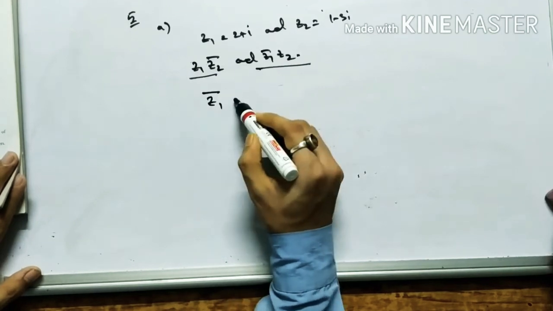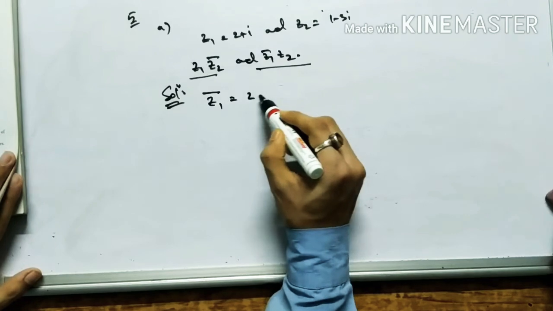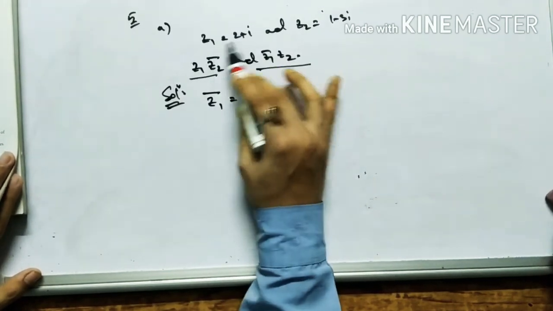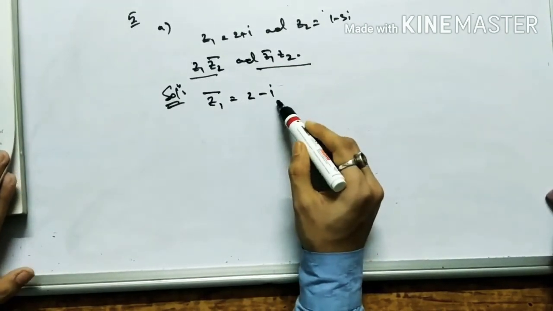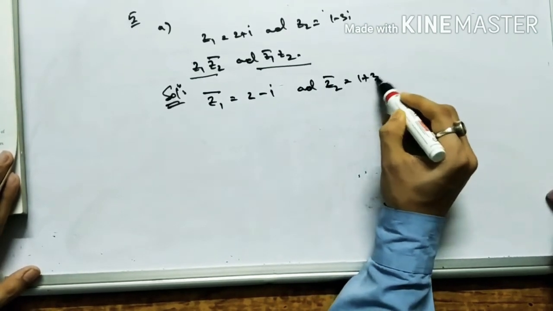So first of all I will find Z1 bar, this is our solution. Z1 is 2 plus i, so Z1 bar will be 2 minus i. And Z2 bar will be 1 plus 3i.